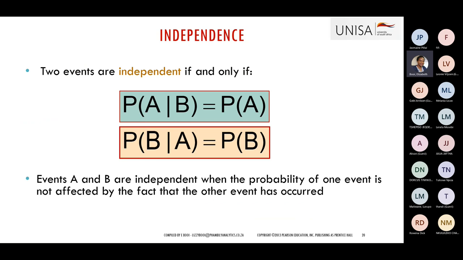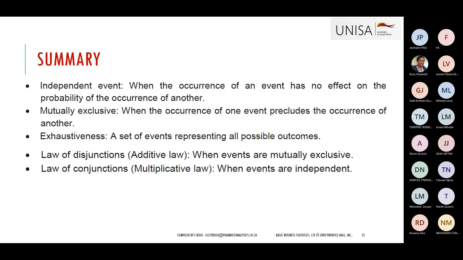So two events are independent if and only if the probability of A given B is the same as the probability of A, and the probability of B given A is the same as the probability of B. And this is only if events A and B are independent, when the probability of one event is not affected by the fact that the other event has already happened. In summary, we looked at independent events, which is when the occurrence of an event has no effect on the probability of the other event happening.